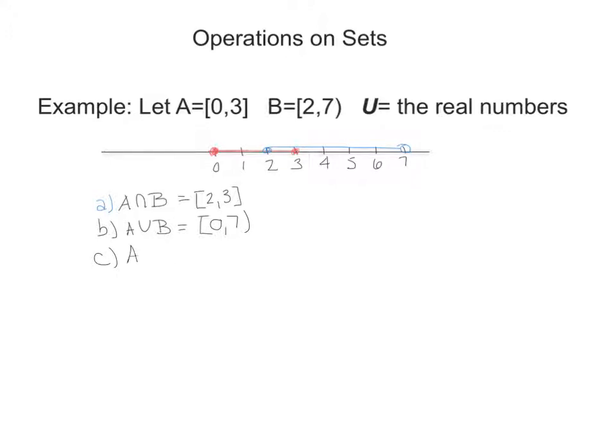Last, we can look at A symmetric difference B. And just to remind you, I wrote the definition of symmetric difference: X is in the union but not in the intersection. So if I look over here, here's the union, here's the intersection. It includes everything in the union, so it's going to include 0 and everything up to, but not including, the endpoint, and then it's going to omit the intersection. So we have 0, and then we go up to 2, but we don't include 2, and then we union that with 3 to 7.